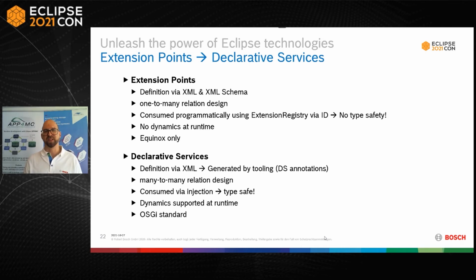OSGi services are designed to have a many-to-many relation. So you can publish services and then consume them from anywhere. They are consumed via injection, so they are type safe. And dynamics are supported at runtime by default. So if a bundle is started, new services come up. If you stop it, the services go.